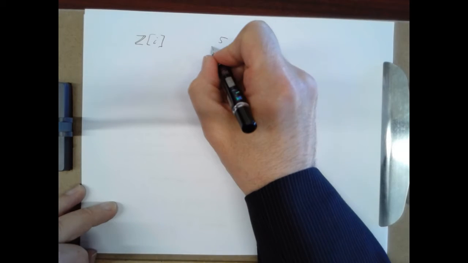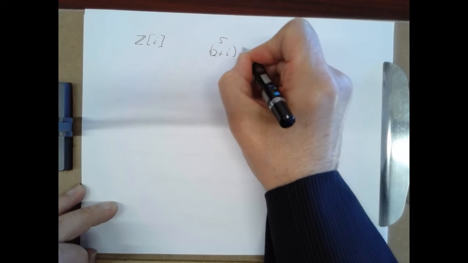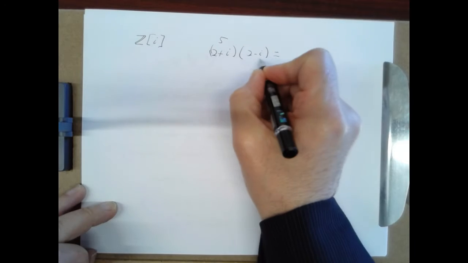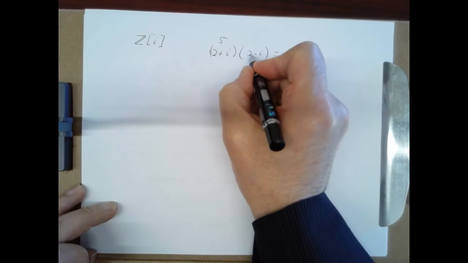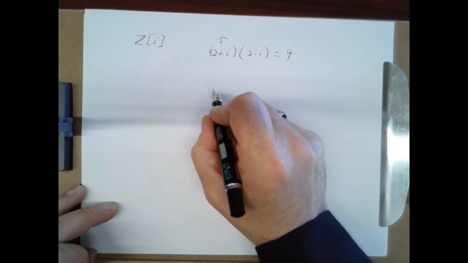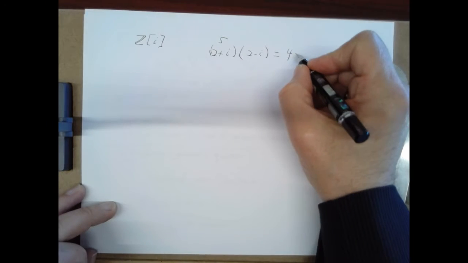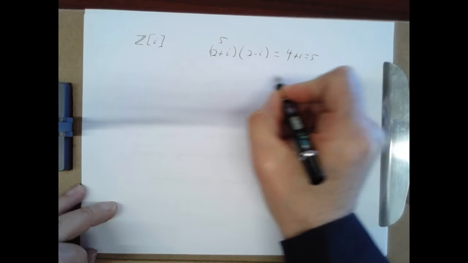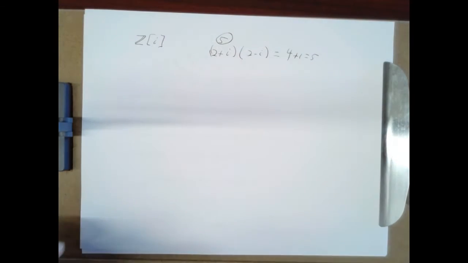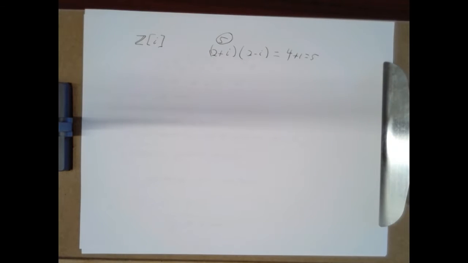And it turns out that if these things are integers, if we multiply these together, we get 4 plus 2i minus i squared. i squared is minus 1, so minus minus 1 is plus 1, which is 5. This is no longer prime because we can write it as a product of two other things that are in our extended set of integers.